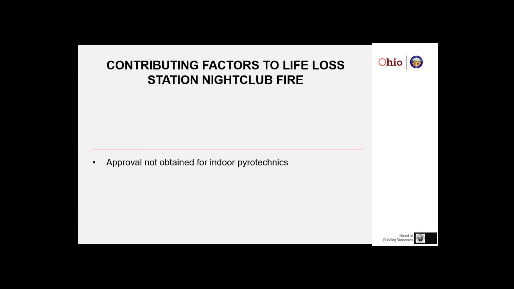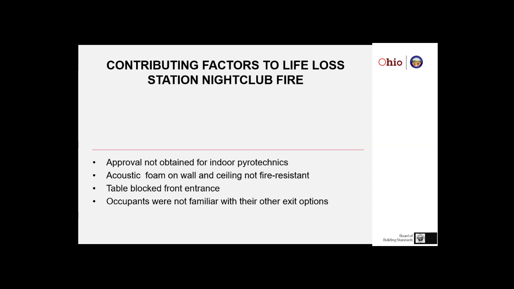So what did we learn from this fire? We learned that there were some contributing factors to the life loss. Namely, approval was not obtained for the indoor pyrotechnics. The acoustic foam on the wall and the ceiling were not fire retardant or resistant. Accounts say that a table was actually blocking the front entrance, which would explain why a lot of bodies were found there. They had that obstacle right in front of them. Occupants were not familiar with their other exit options. There were no sprinklers in this building. They probably wouldn't have been required at the time, especially being an existing building and given the size. But fire modeling did prove that had sprinklers been in this nightclub, they likely would have contained the fire, which is even more sad.